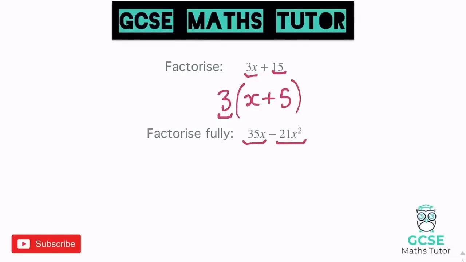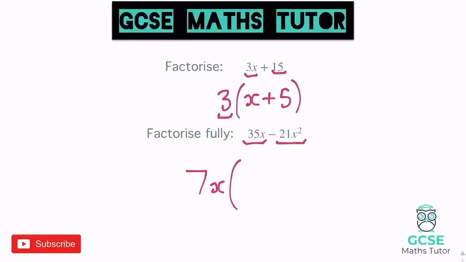They both have an x in, so there's definitely going to be an x coming out. Just need to think with 35 and 21, what's the biggest number that goes into both of those? That is 7. So the highest common factor of those two numbers is 7. They both also have an x in, so we can take x out as well and then follow the same process. So 35x divided by 7x, or what do we times 7x by to get 35x?